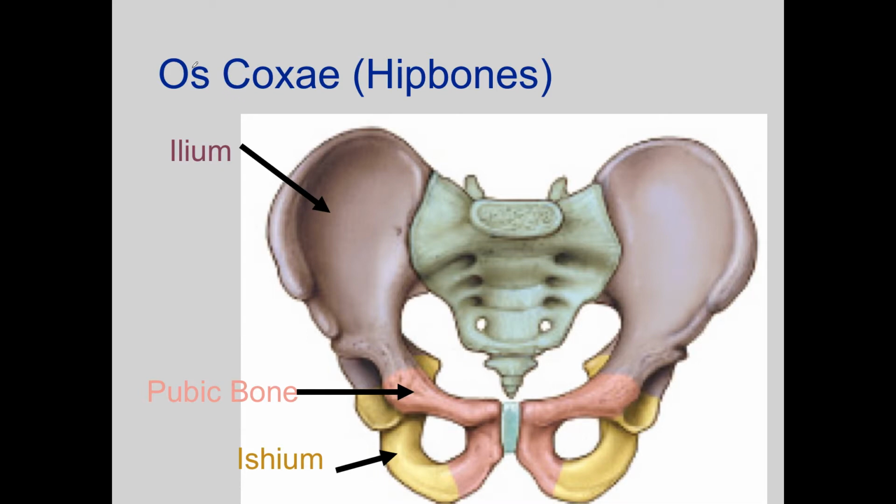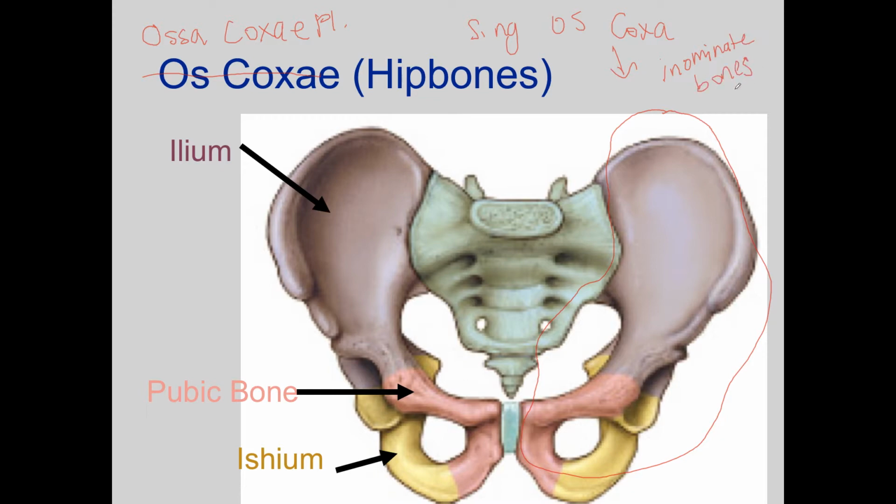So this is a PowerPoint that I borrowed from a colleague, and this should properly be ossa coxae. So that's plural. And the singular is os coxa. So that's the name for one of these bones. So singular is this one only, not both of them. You may also see these referred to as innominate bones. So that's another acceptable term for them that you could put.